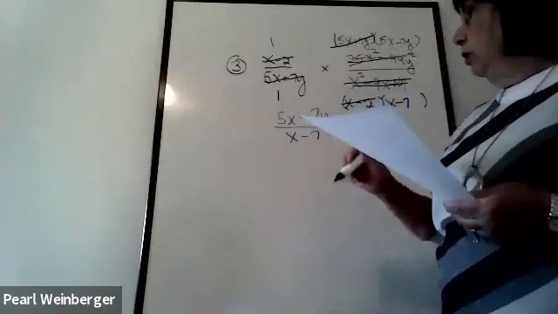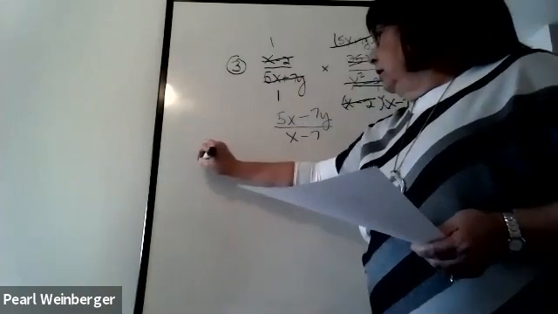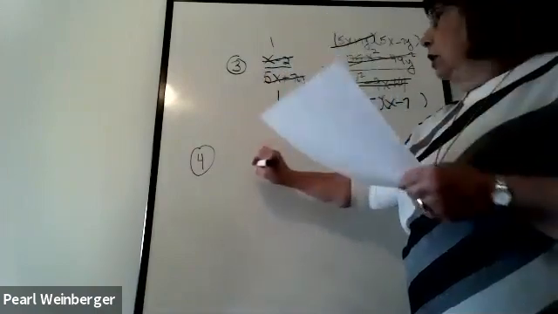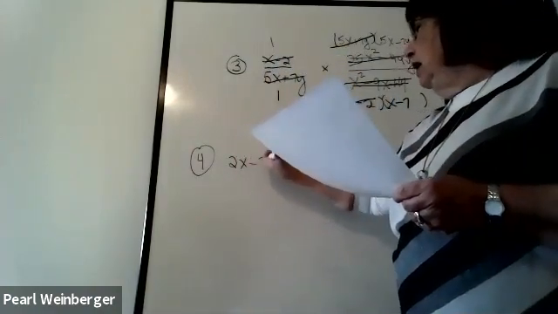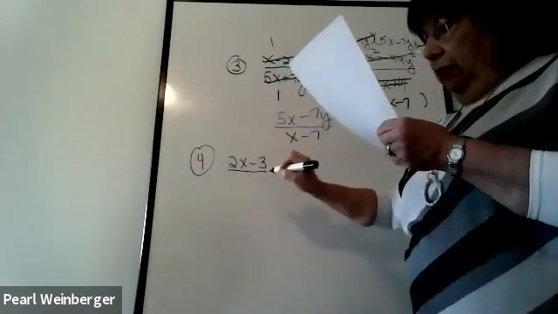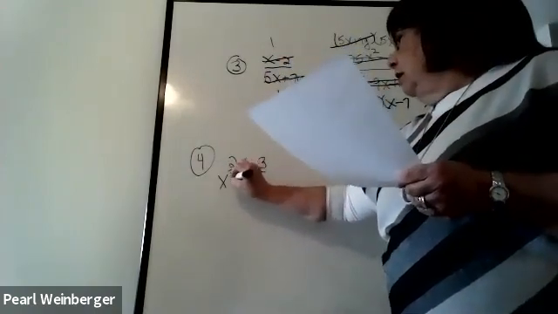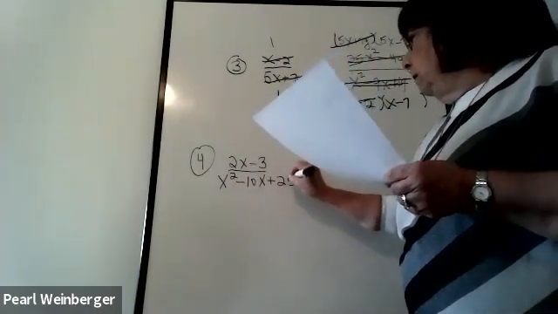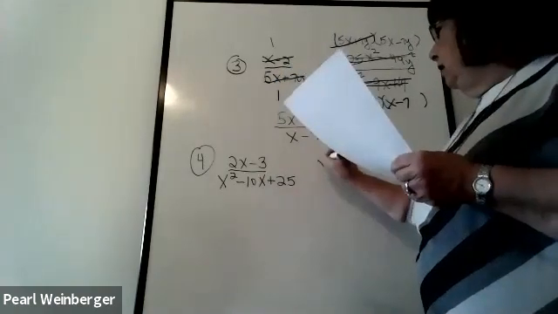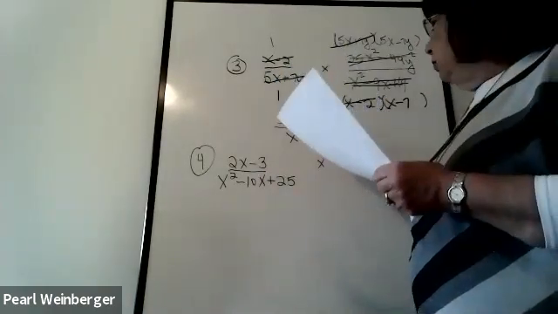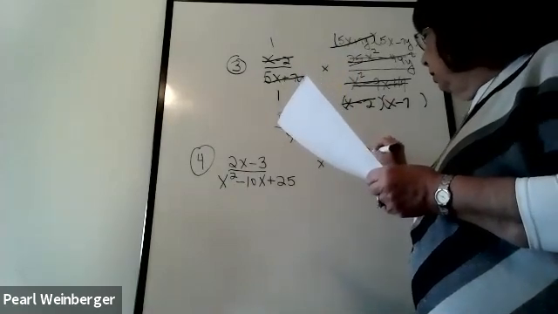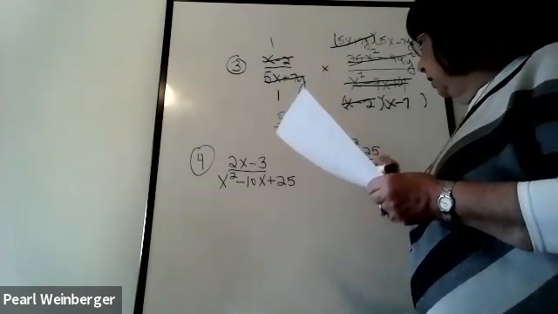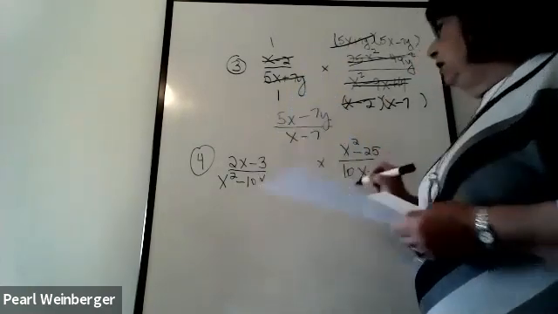Looking at question number 4, I'm going to start. I hope I'm going to have enough room over here. Question number 4 is 2x minus 3 over x squared minus 10x plus 25. And again, this is times x squared minus 25 over 10x minus 15. Again, this is a multiplication.